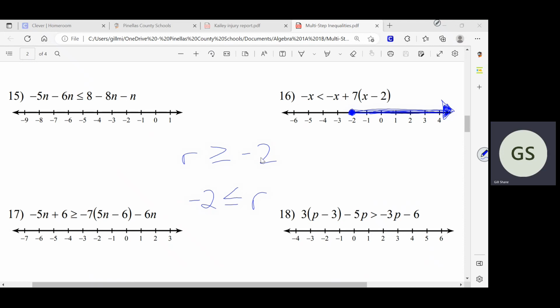And that is not the answer to any of the problems up there. I just did that one to show you how to graph. Everybody better get the two graphs correct.